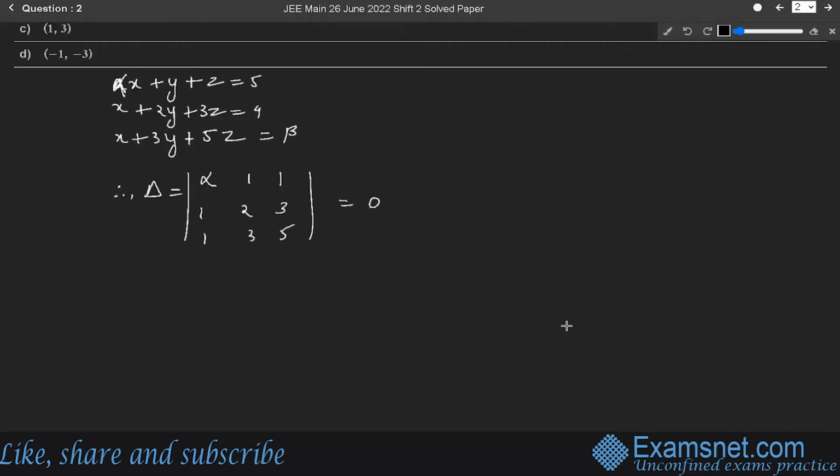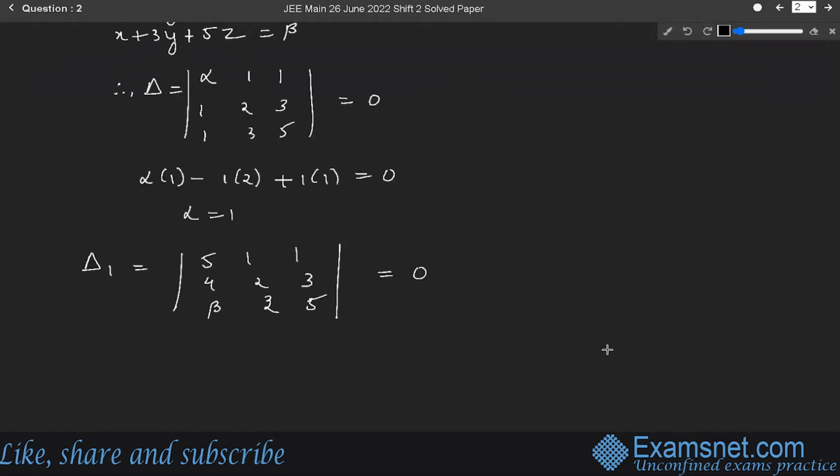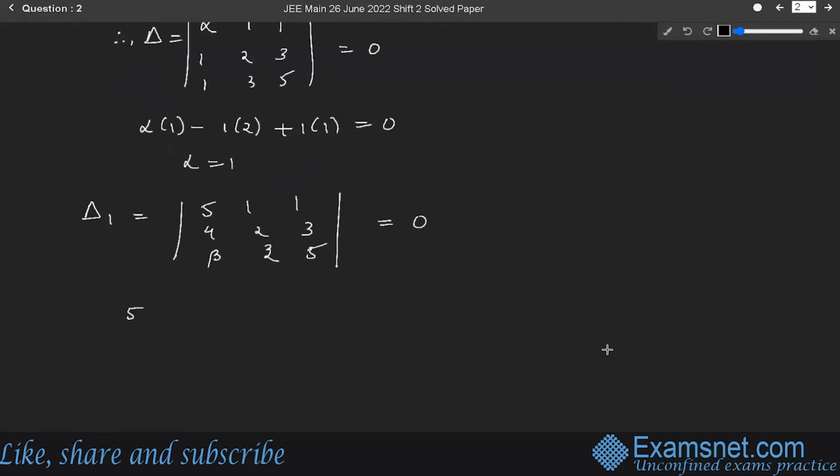On further expansion, it will be α(10 − 9) − 1(5 − 3) + 1(3 − 2) = 0. So we can say that alpha will be equal to 1. Now, delta 1 will be equal to the determinant of 5 1 1, 4 2 3, and β 3 5. So this will again be equal to 0. We are writing these values from the given equations. Therefore, on expansion, it will be 5(1) − 1(20 − 3β) + 1(12 − 2β) = 0. So beta will be equal to 3.